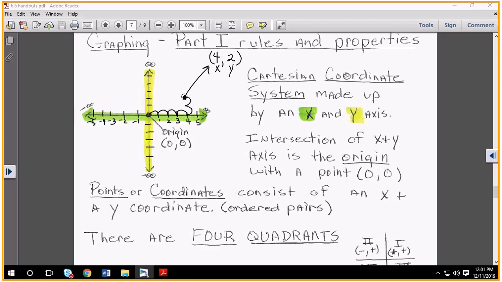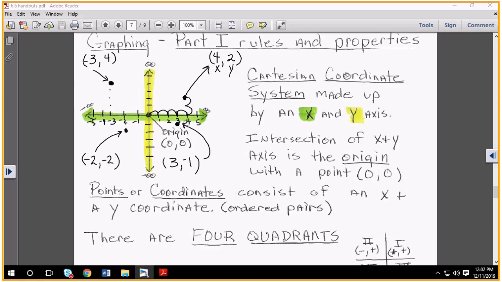Negative 3, 4, negative 3, 1, 2, 3, 4. Negative 2, negative 2 would be negative 2, negative 2. And let's go with 3, negative 1. 3, negative 1 would be right there.